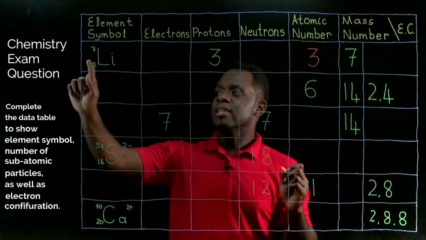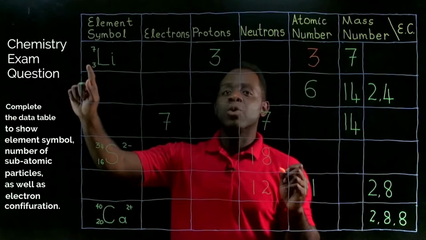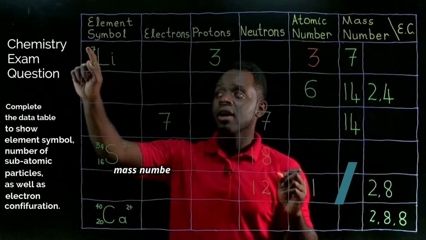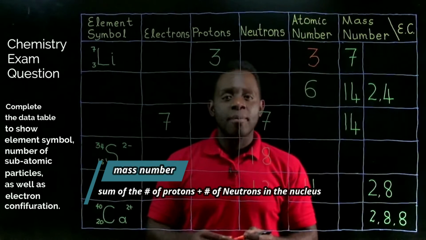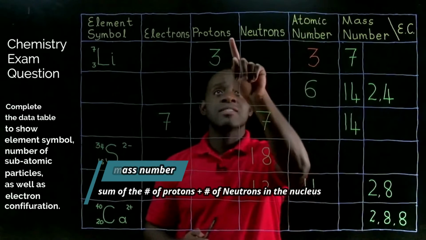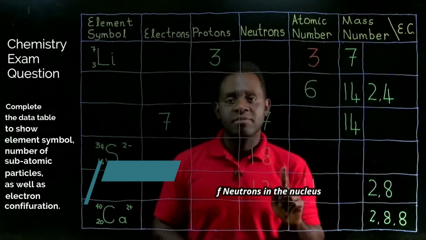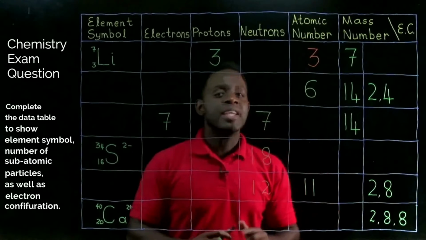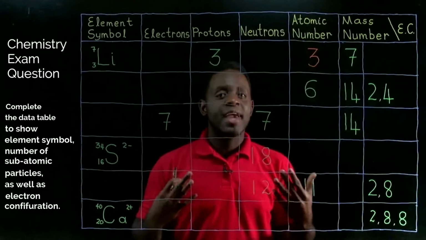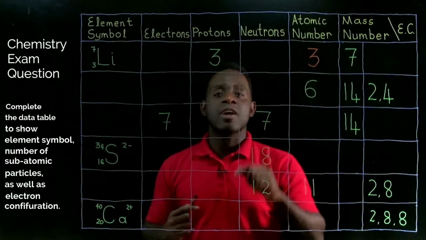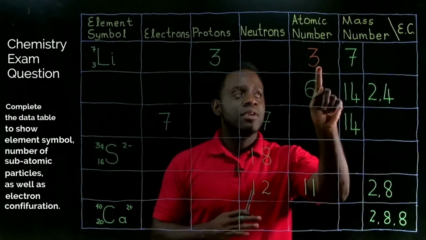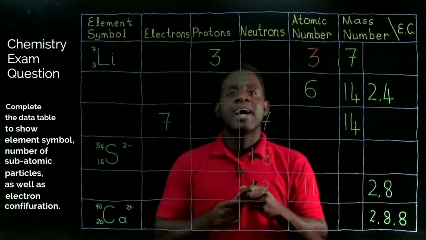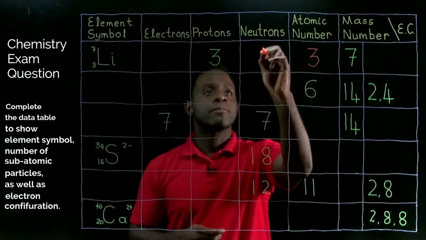We can get the number of neutrons by looking at these 2 numbers here, because mass number is the sum of the number of protons and neutrons in the nucleus of atoms. So a simple subtraction should help us to get the number of neutrons. Let's subtract the atomic number 3 from the mass number, and that gives us 4.